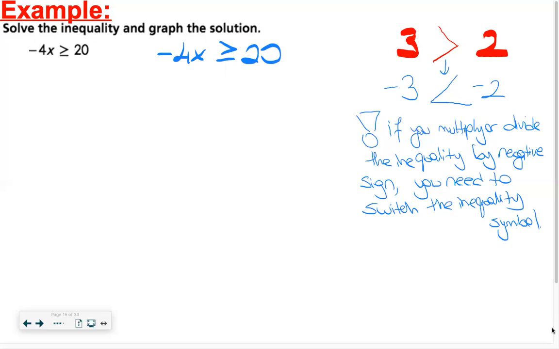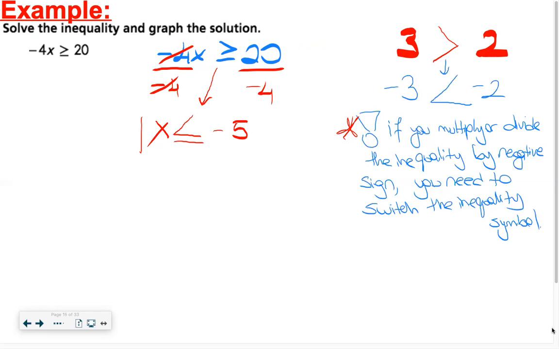Okay, look here. To be able to isolate x, I need to divide both sides by −4. When you divide both sides by −4, on the left side you will get x, on the right side you will get −5, because 20 divided by −4 is −5. But now, what about the inequality symbol? As I explained here, if you multiply or divide the inequality by a negative sign, you have to switch the inequality symbol. Then you will get x ≤ −5. And this is your answer.